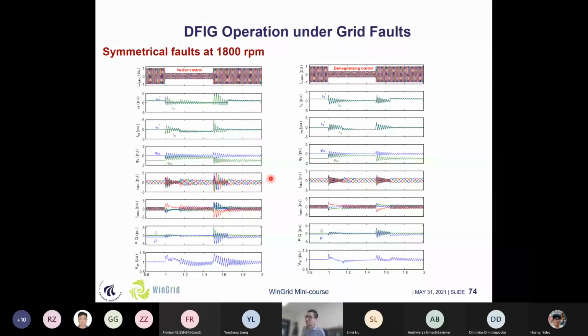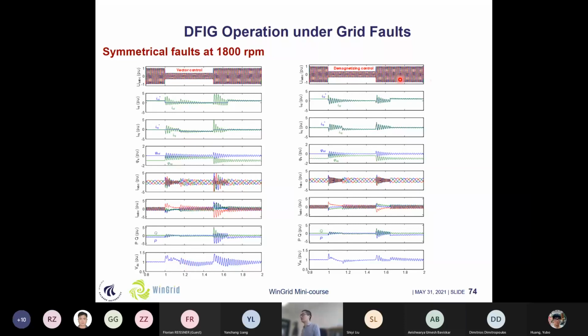So here we have a simulation comparison of this DFIG system at 1800 RPM rotor speed. On the left we use the normal vector control, and on the right we try to use some demagnetizing control. If we use the traditional vector control, we can see that under these fault conditions, the real rotor current does not fully follow the reference of the rotor current. On the other point, the stator flux is damping very slowly, and it can be superposed in case of the voltage recovery.